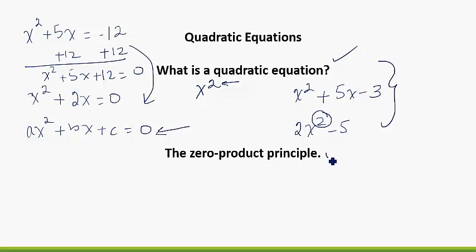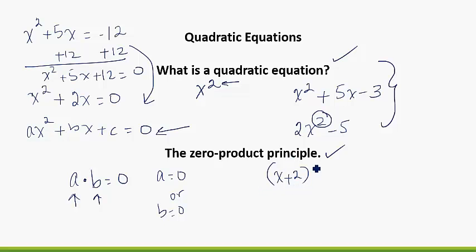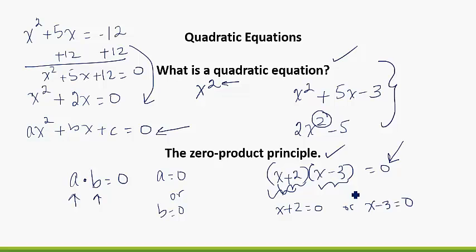We also need to know the zero product principle. The zero product principle says if we multiply two values together and we get 0, we know one of these values has to be 0. So either a is equal to 0 or b is equal to 0. So if I multiply two binomials together, say x plus 2 and x minus 3, and I get 0, I know that either x plus 2 has to give me 0 or x minus 3 has to give me 0. One of these expressions has to be 0 in order for our product to be 0. And that is the zero product principle.